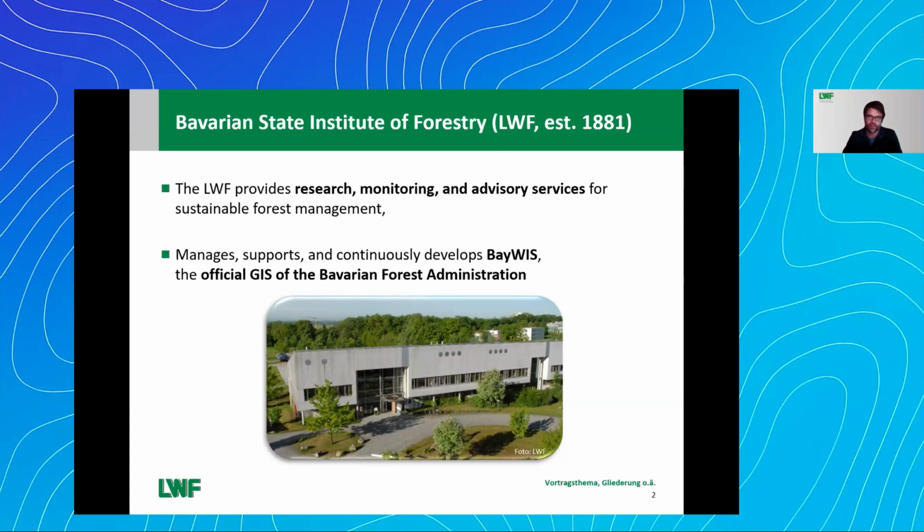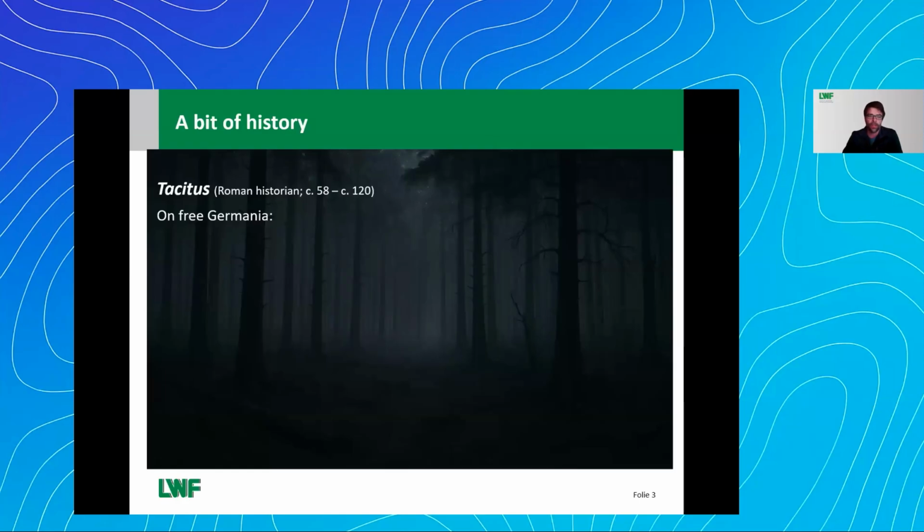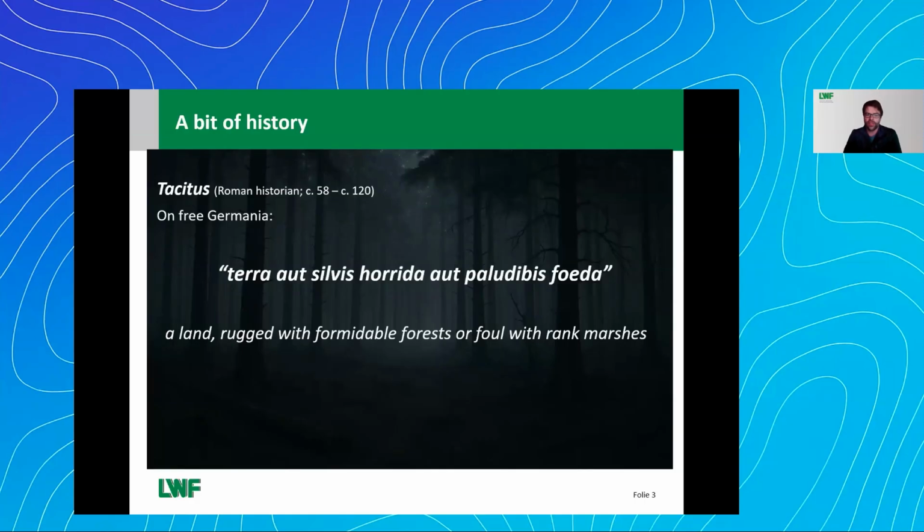So talking about forests, you all might remember the opening scene of Gladiator. So let's see what the Romans said about Germania 2000 years ago. They said, it's a land rugged with formidable forests or foul with rank marshes. So looks like the perfect place to not develop any humor, but with all seriousness, what the Romans captured right and important thing is this landscape was and is defined by forests.